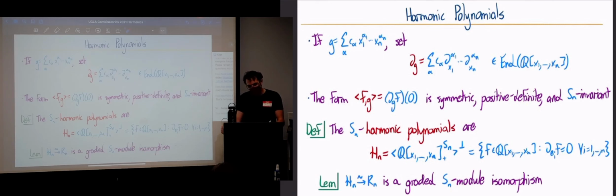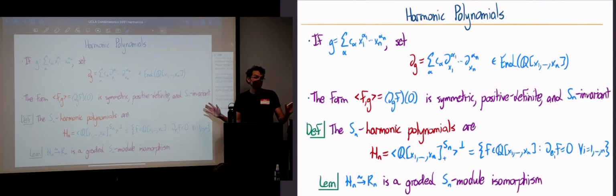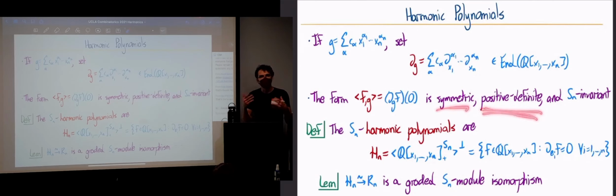So the idea is we take a multivariate polynomial and view it as a partial differential operator just by replacing the xi's with partial derivatives with respect to xi. And then we define a symmetric positive definite SN invariant form by taking two multivariate polynomials, applying one as a partial differential operation to the other, and taking the constant coefficient. Turns out that this is symmetric and the positive definite is important. So in particular, it's non-degenerate.